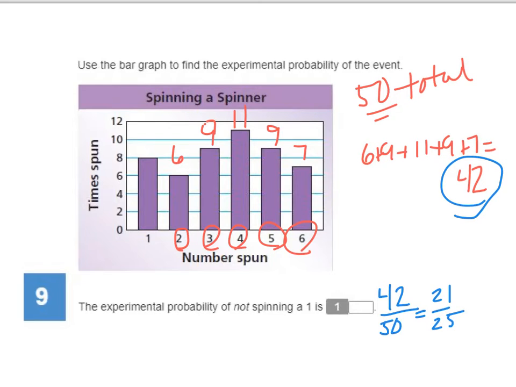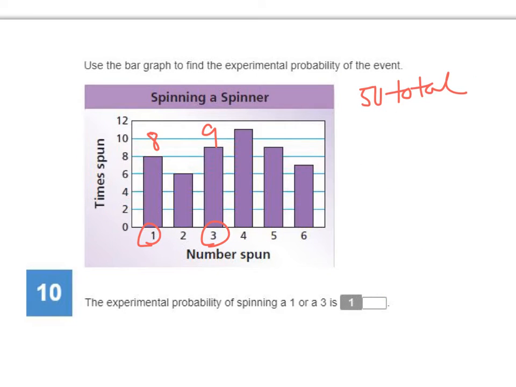Now there's an alternate method that you could use. You could take the total number of spins and subtract the number of times a 1 was spun. So if I have the outcomes of spinning a 1, that's going to be 8 outcomes. So it would be 50 minus 8, which would give us 42. So that's another way that you could get to this number.